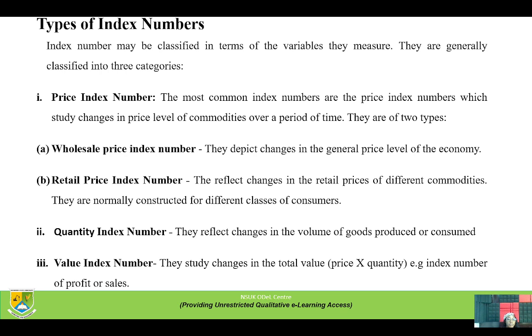Now moving to the second type of index number, which is the quantity index number. The quantity index number reflects changes in the volume of goods produced or consumed. The third type of index number is the value index number, which studies changes in the total value, for example, the index number of profit or sales.